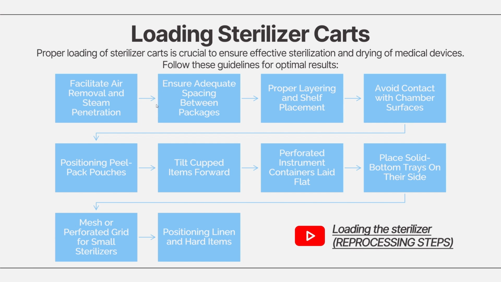You also have to ensure adequate spacing. So you have to at least maintain 2 centimeters, about the thickness of your finger, between packages. The spacing applies to all sizes, from large linen packs and basin sets to smaller items like peel pouches. Proper spacing prevents steam blockage and promotes uniform sterilization.